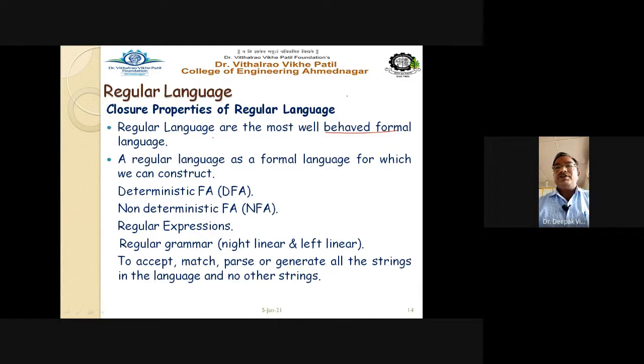We have already distinguished between formal language and natural language. Natural language is just like your English language. For example, natural language is nothing but English. Formal language means languages defined with the help of finite automata.